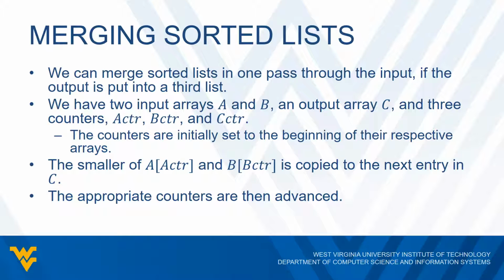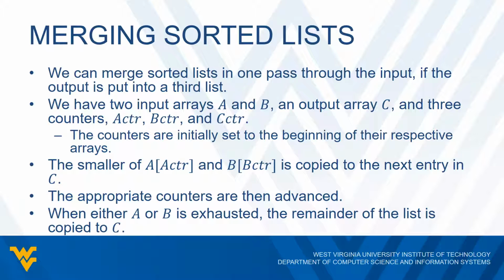Now it's worth noting that at some point, either A or B could get exhausted. So we get to the end of one of those before we get to the end of the other. And if that happens, then the remainder of the list of whichever one's left over gets copied to C. So for example, if we copy everything from A into C, but we still have some elements left in B, we just then copy everything that's left over in B and put it into C.